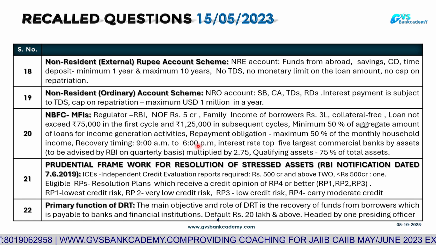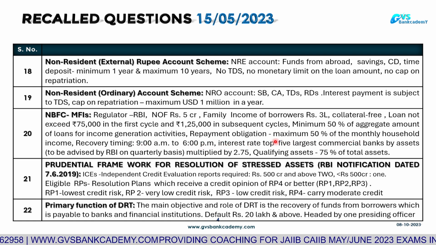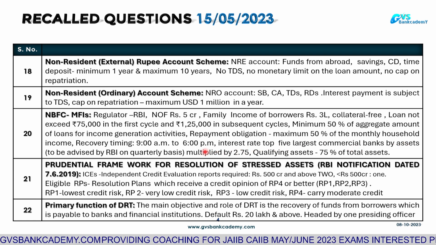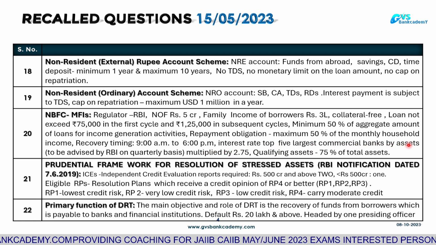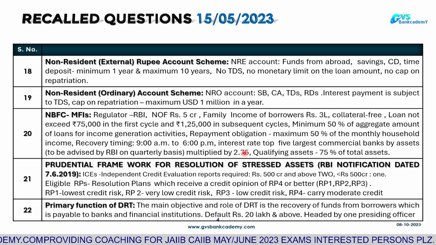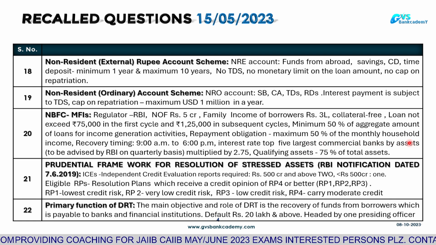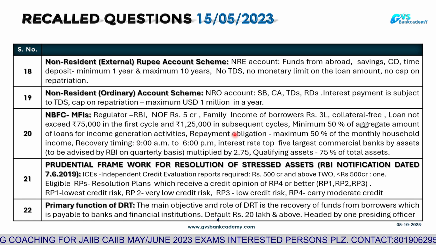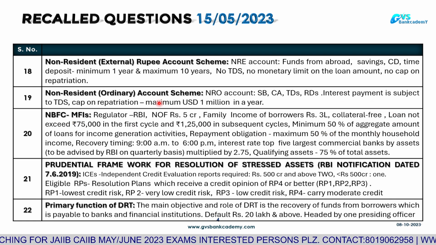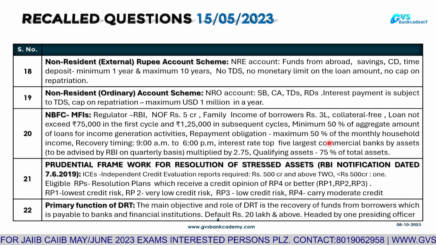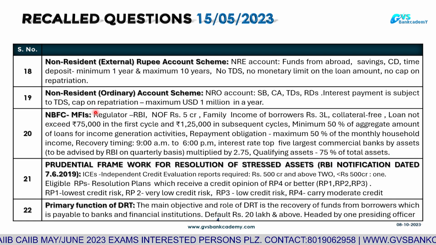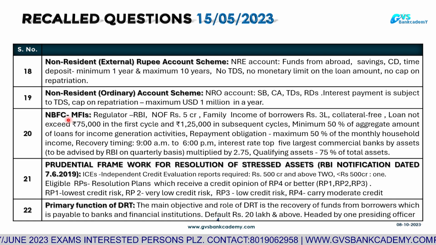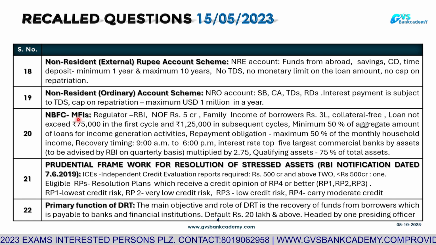Recovery timing 9 AM to 6 PM. There is also an interest cap. The interest rate is the average of the top 5 largest commercial banks by assets, on a quarterly basis, into 2.75 times. They can charge a maximum of that. To qualify, the microfinance institution, out of total loans by following the conditions, must give minimum 75% of its total assets in this bucket. Then only it will be considered a microfinance institution.